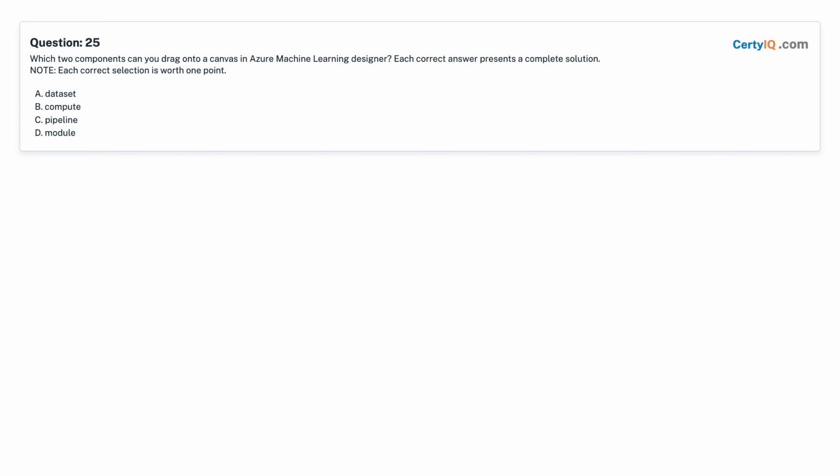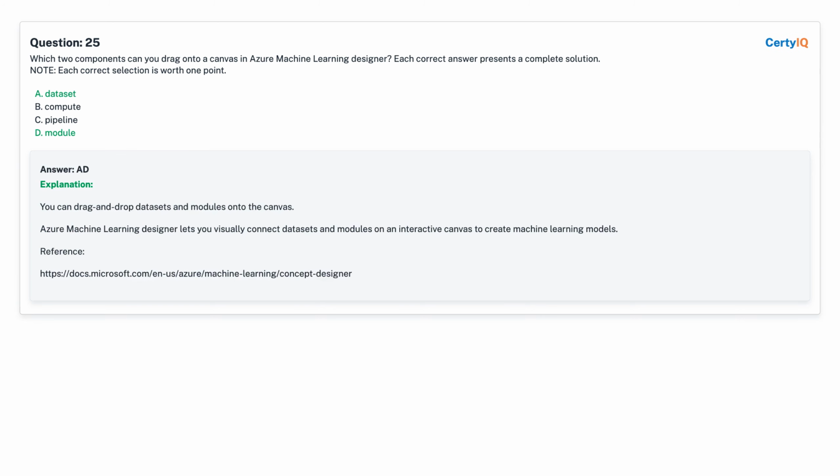Question 25. Which two components can you drag onto a canvas in Azure Machine Learning Designer? Each correct answer presents a complete solution. Note: each correct selection is worth 1 point. A. Dataset. B. Compute. C. Pipeline. D. Module. Answer is D. Module.